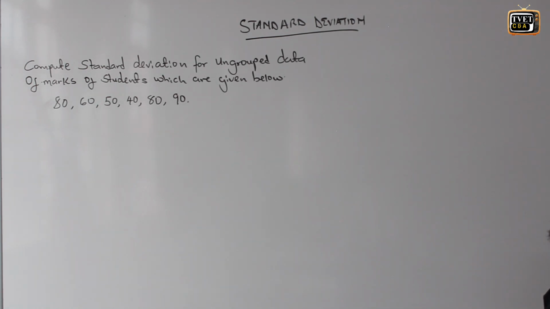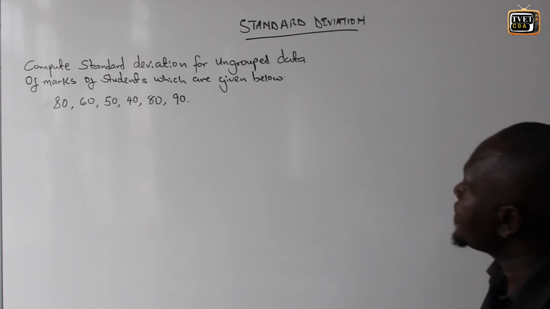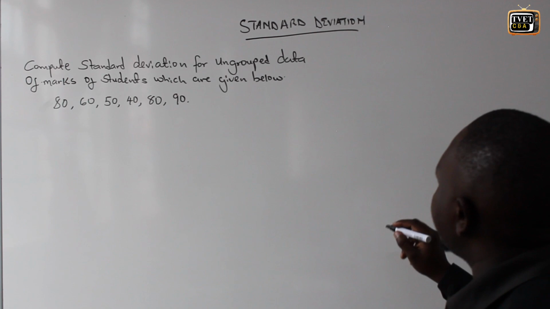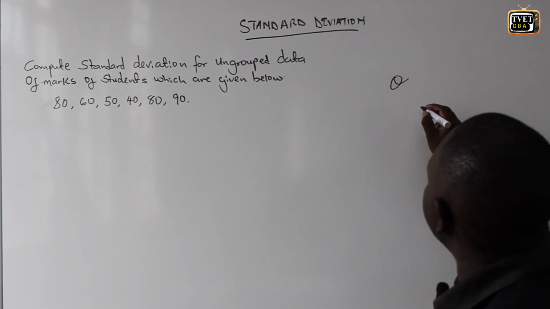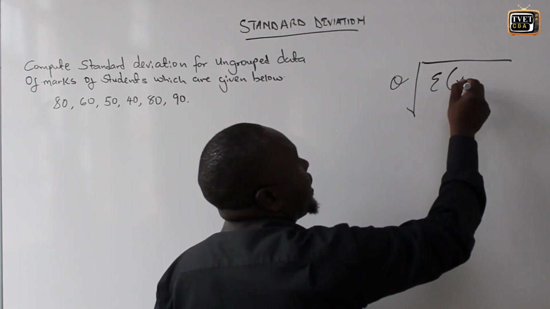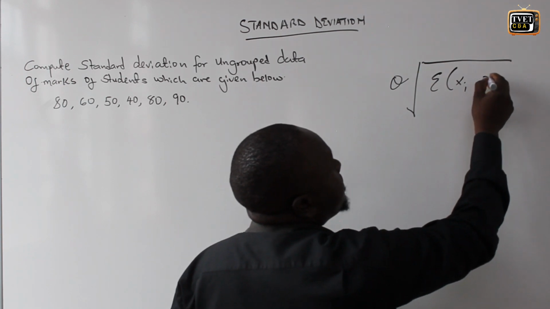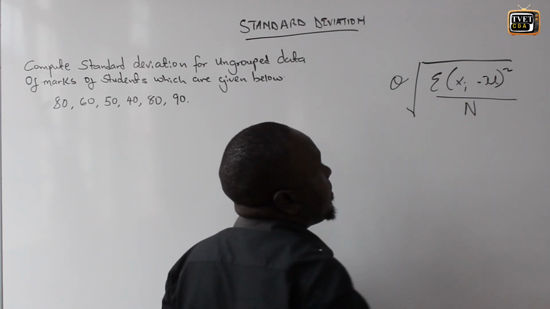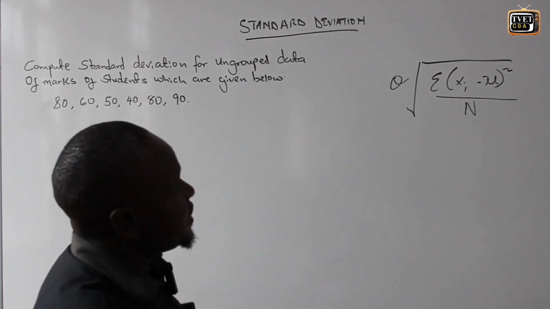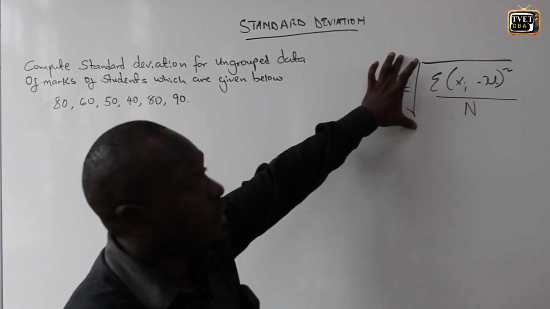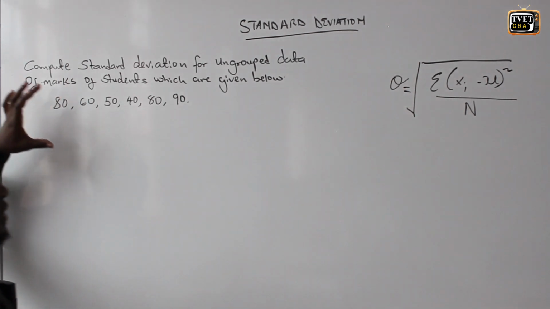Standard deviation is a measure of deviation of data away from the mean. Now, the formula for solving standard deviation is given as the square root of the summation of xi minus the mean, squared, over n, the number of observations. This formula will enable us to solve the question given here.